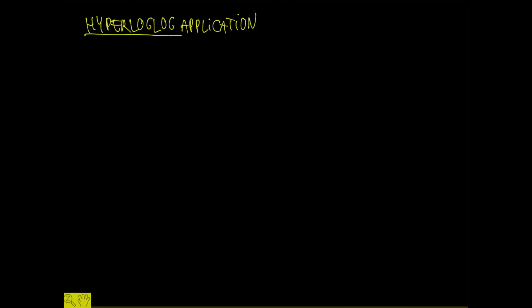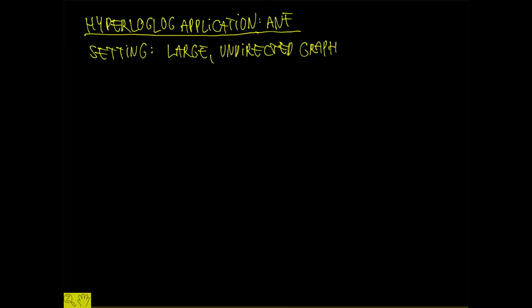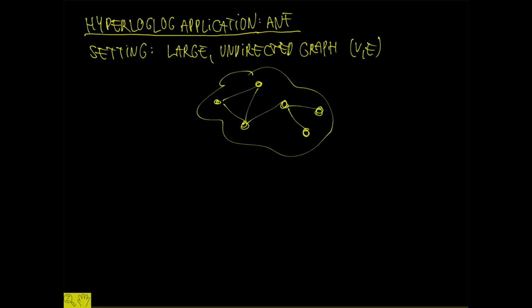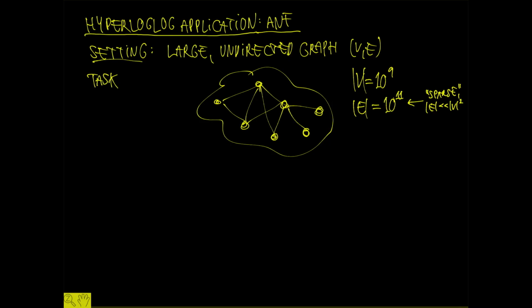HyperLogLog has lots of applications and is used extensively for analyzing large data sets. One of the cutest applications I know is ANF, or approximate neighborhood function. The setting is that we have a large undirected graph, vertex set V and edge set E. We consider the case where the number of vertices and edges is really large, maybe 1 billion vertices and 100 billion edges. This is still a pretty sparse graph, in the sense that the number of edges is much smaller than the number of vertices squared.